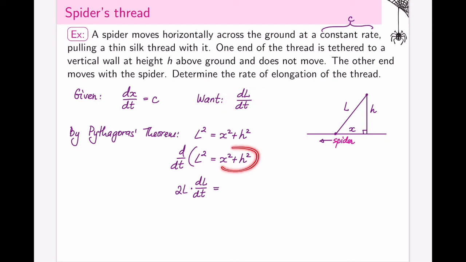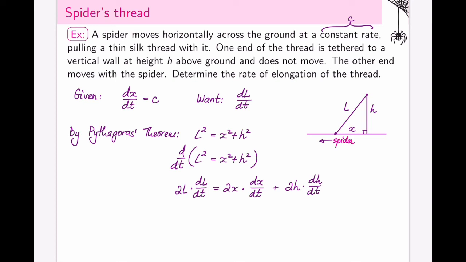Equals, and then I have to proceed similarly on the right-hand side. The derivative of x squared is 2x, but x is a function of time, so I have to follow this up by the derivative of the inside, which is x, or dx by dt. And similarly, h squared, the derivative is 2h. H is a function of time, so I follow up with the derivative of its inside, dh by dt.